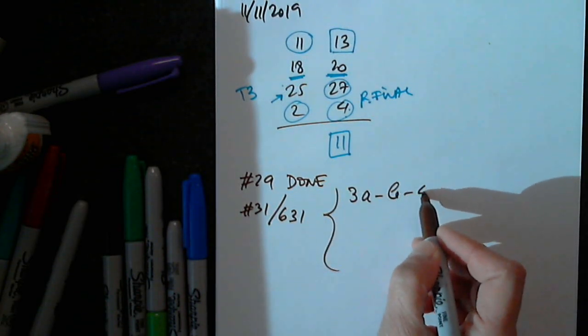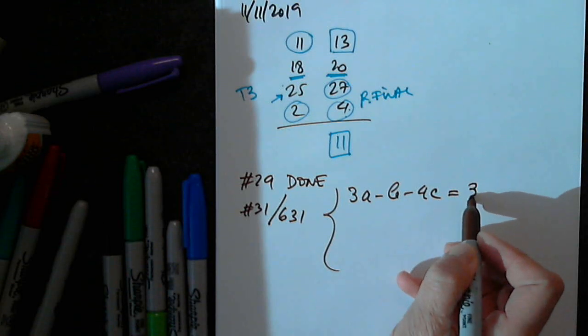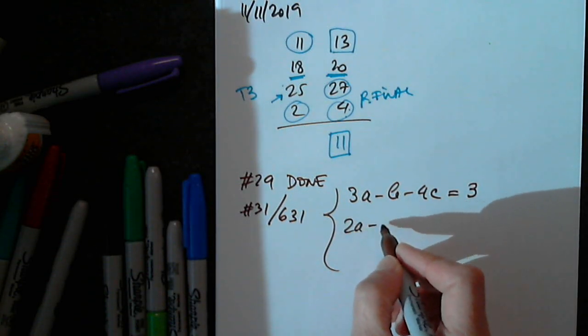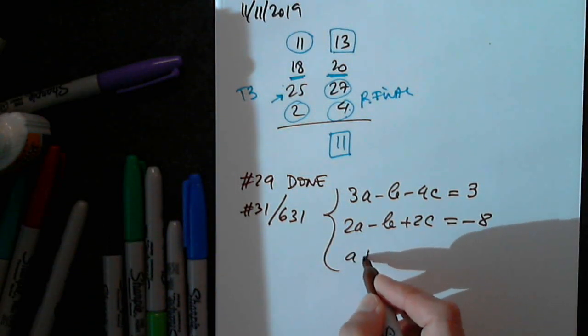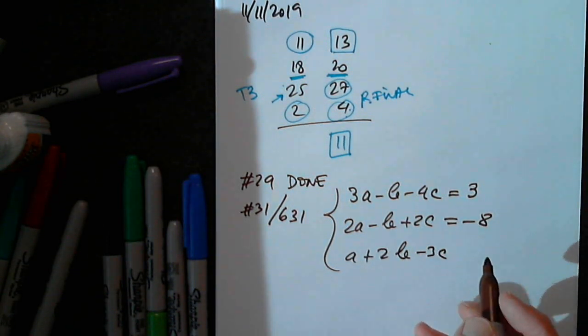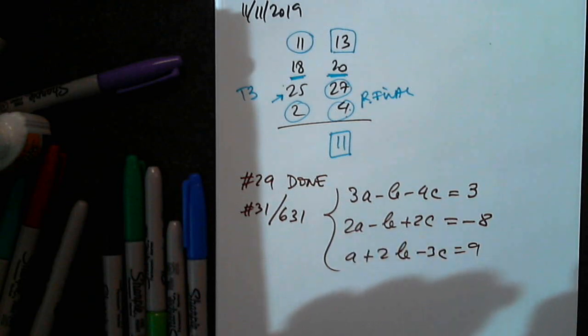3a minus b minus 4c equals 3. 2a minus b plus 2c equals negative 8. And a plus 2b minus 3c equals 9.